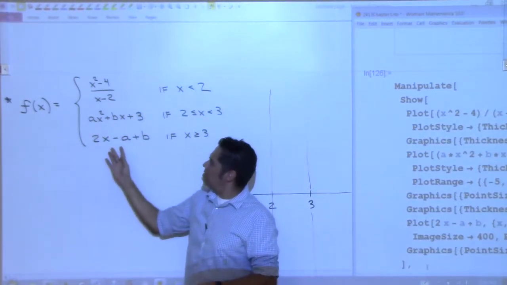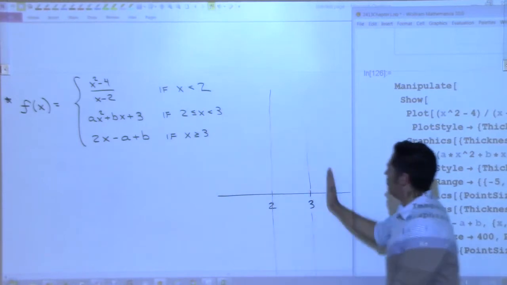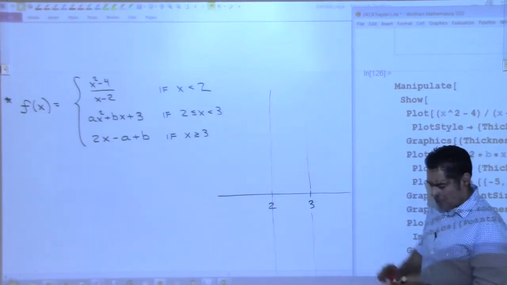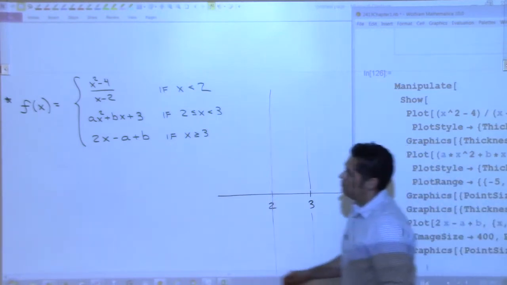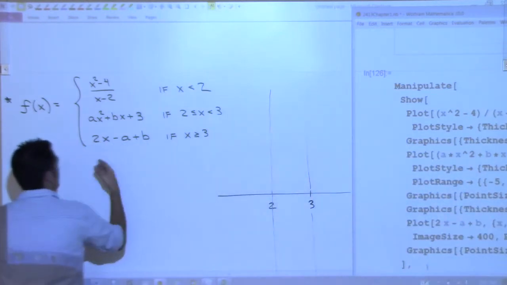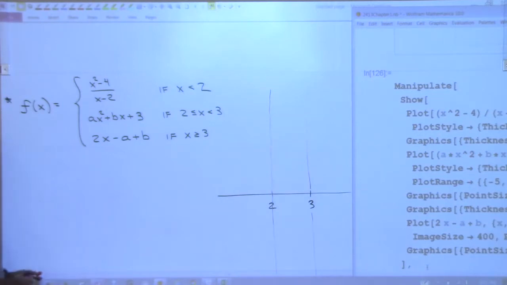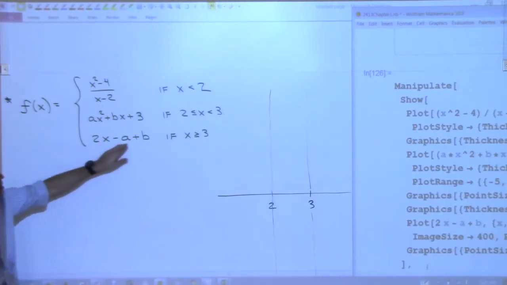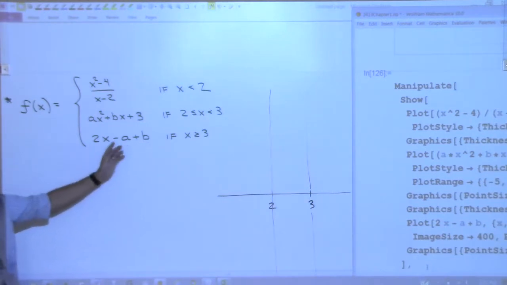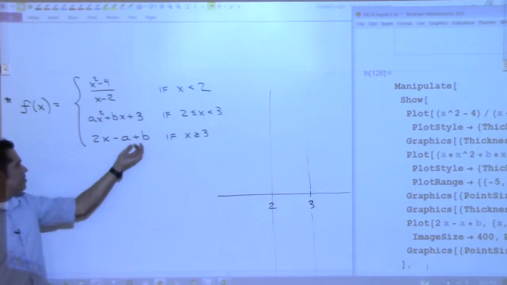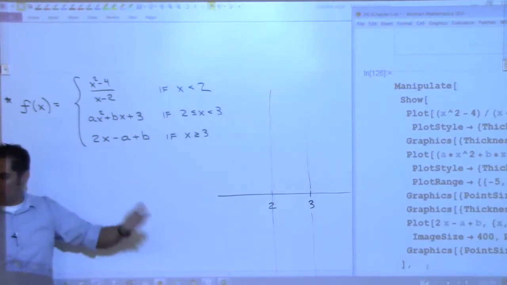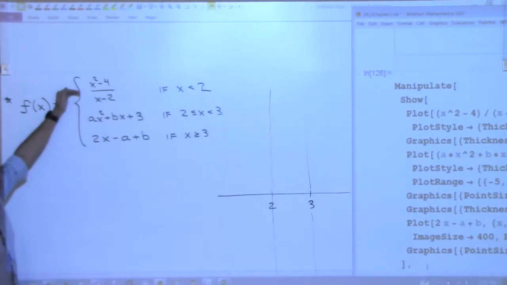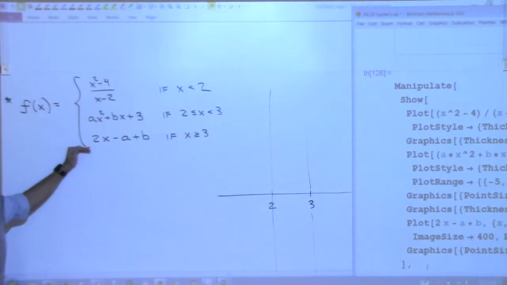And then look at this last one. This last piece, which would be over here, is what type of graph? It's a polynomial, but even more, it's linear, right? 2x, and then these, if we assume that A and B are numbers here, if I give you some numbers, you add them up or subtract or whatever you do here, then it'll be like maybe 2x plus 10, right? And that's a line. So we have a rational function, a parabola, and a line.